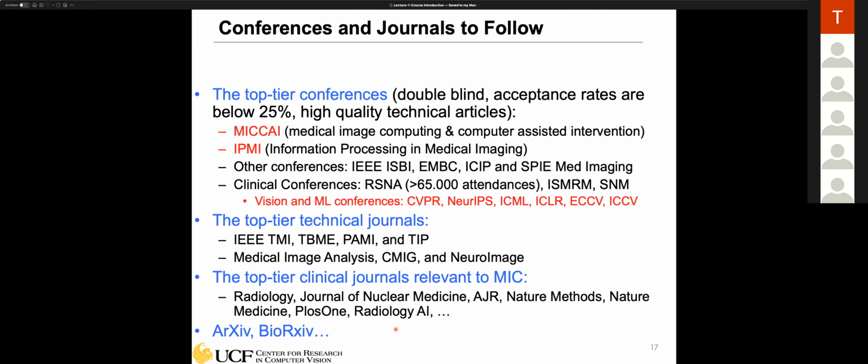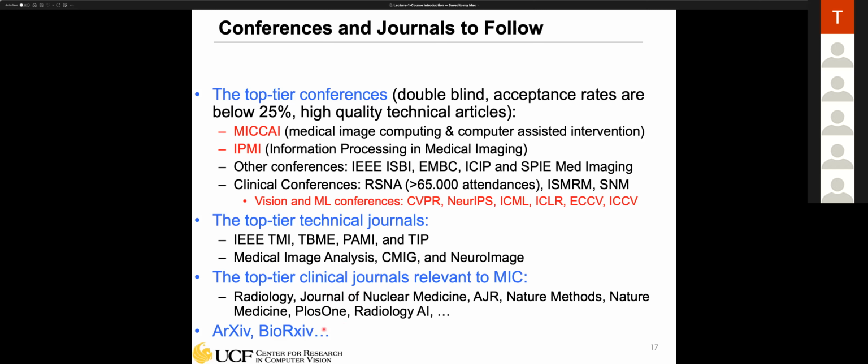There's also some clinical journals relevant to medical image computing. Again, they may emphasize the clinical findings, not purely technical stuff, right? But these other journals are focused on the technical content. You have a novel method, but here maybe they just apply some existing or state-of-the-art method, but they have some clinical findings. Okay, so they may have different emphasis.